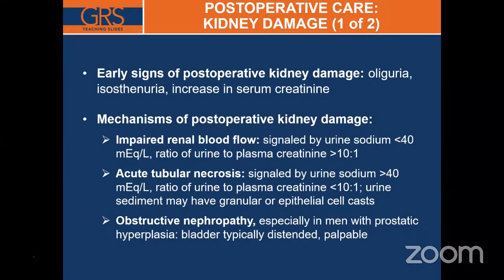What if the patient develops renal impairment postoperatively? Early signs of postoperative kidney damage are oliguria and isosthenuria, which means basically either diluted urine or high osmolarity urine, and also definitely an increase in serum creatinine. There are three mechanisms that could occur. The damage could be due to impaired renal blood flow, or acute tubular necrosis, or obstructive nephropathy, which is common in men with benign prostatic hyperplasia.